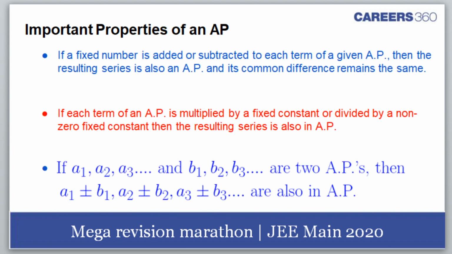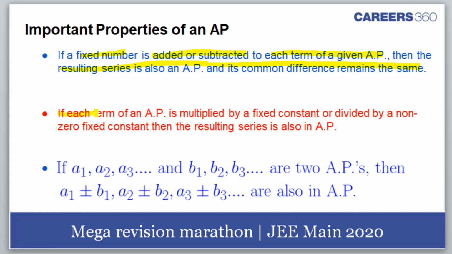Now, important properties of an AP. If a fixed number is added to or subtracted from each term of a given AP, then the resulting series is also an AP and the common difference remains the same. Okay?